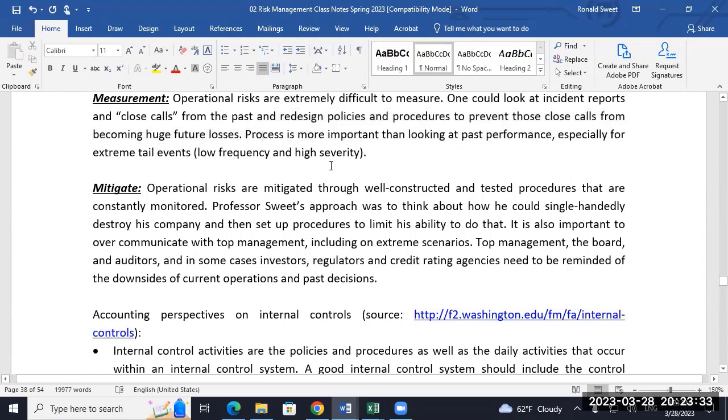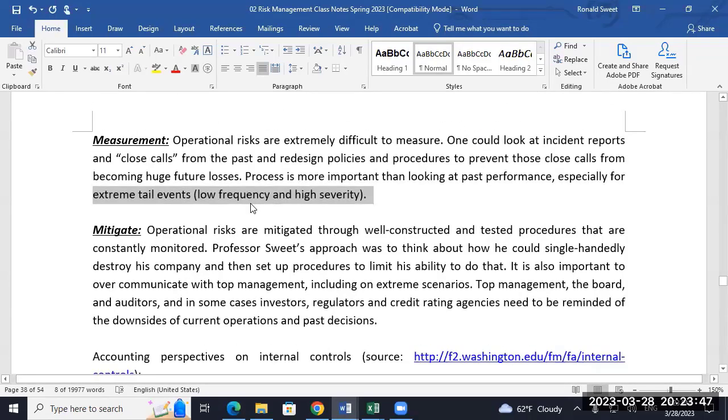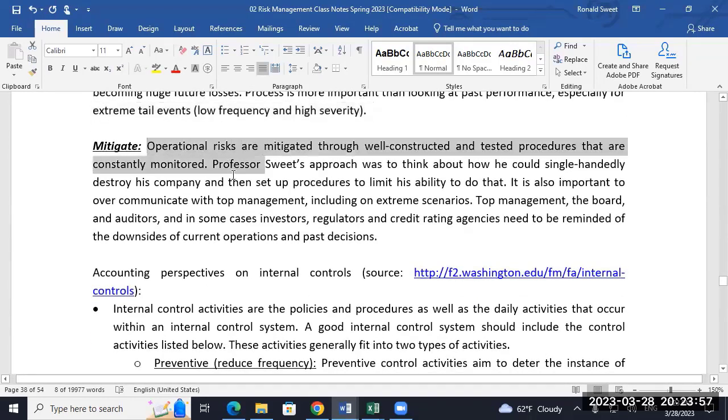Processes are obviously the most important thing. The fact that nothing has ever happened in the past doesn't mean you don't need to watch this really, really carefully and closely, especially for these tail events that you don't want to have happen. You need to watch those very carefully, but they're very difficult to measure. You really don't know until it happens sometimes. How do you mitigate it? Operational risks are mitigated through well-constructed, tested procedures, constantly monitored.